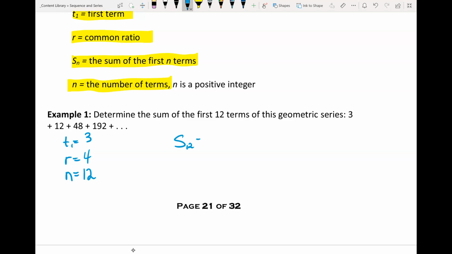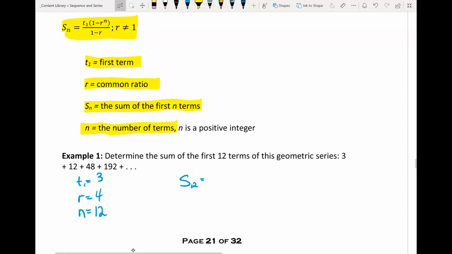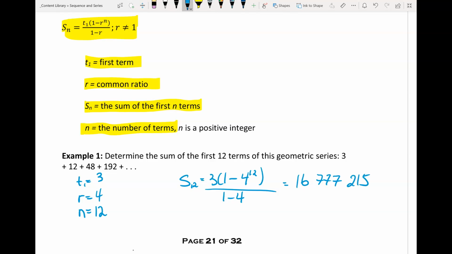Now I'm going to write our formula down. So Sn in this case is S12. And then the next part of the formula says T1, so that's 3. Then 1 minus R to the power of n, which is 4 to the power of 12, all over 1 minus R. So you're going to do 1 minus 4 to the power of 12 in your calculator first, then multiply it by 3, and then divide it by -3. So you're going to get 16,777,215 as the sum of the first 12 terms in this series.